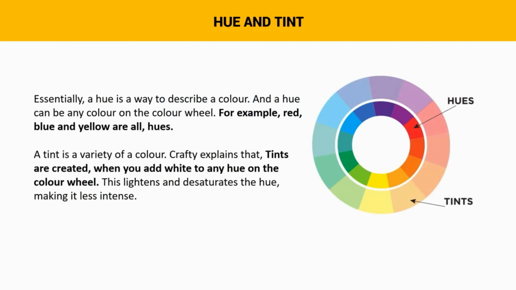Hue and tint. Essentially, a hue is a way to describe a color, and a hue can be any color on the color wheel. For example, red, blue and yellow are all hues. A tint is a variety of color. Crafty explains that tints are created when you add white to any hue on the color wheel. This lightens and desaturates the hue, making it less intense.